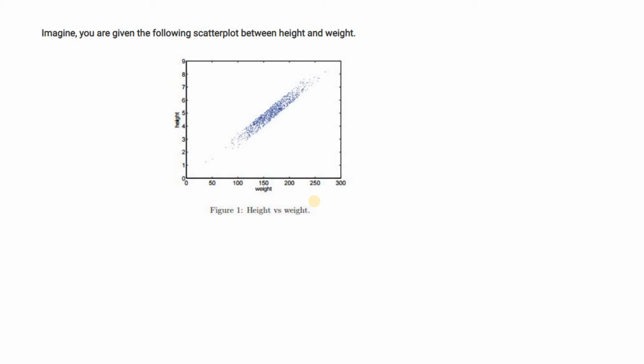Imagine you are given the following scatter plot between heights and weights. These are the four options. Select the angle which will capture maximum variability along a single axis. Option A 0 degree, option B 45 degree, option C 60 degree, option D 90 degree. All are approximate angles, right? Now pause my video and try to think about the answer.